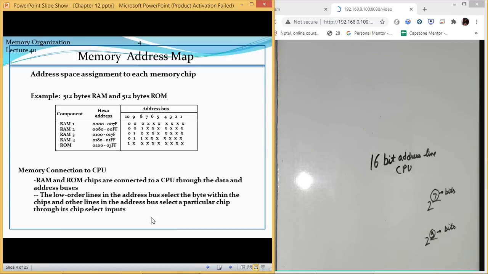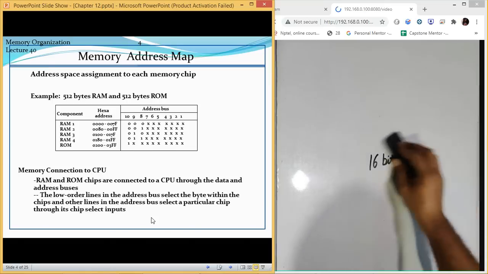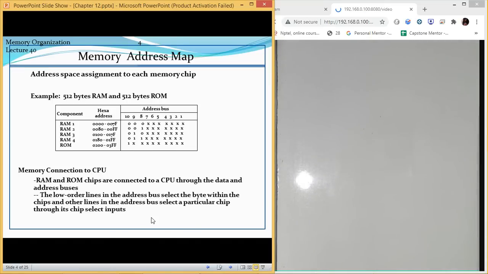Now let us see these different components which we have inside the system, and this is how it is created. So we are going to do that task. First of all, what is the example which is shown in this case, and the diagram? It is 512 bytes of RAM and 512 bytes of ROM. Now let us create a truth table for it, sorry, an address map table, to see how it is attached and how to find out the addresses.